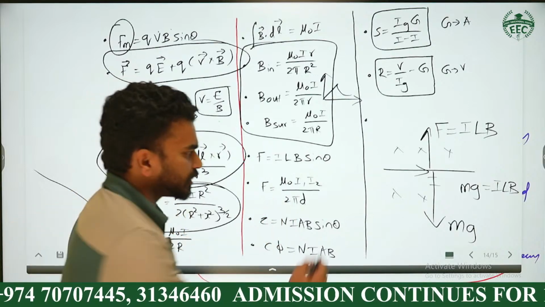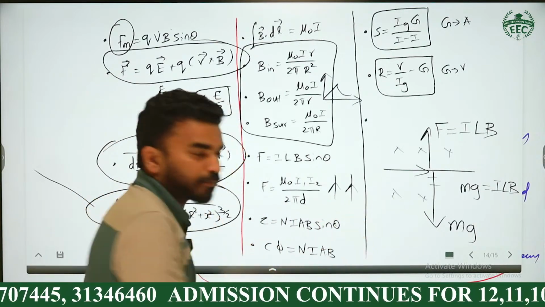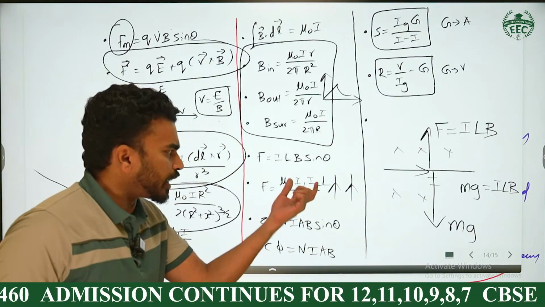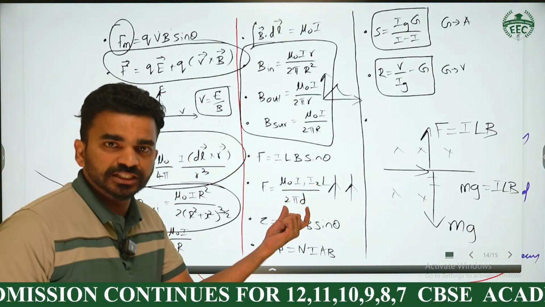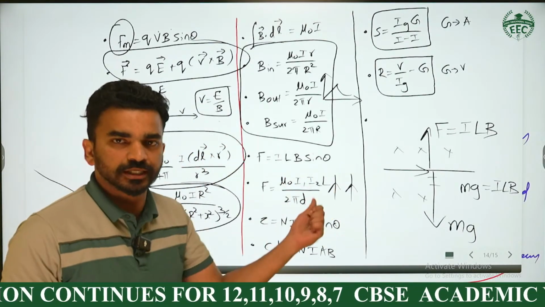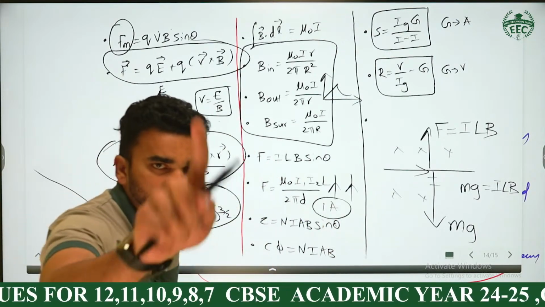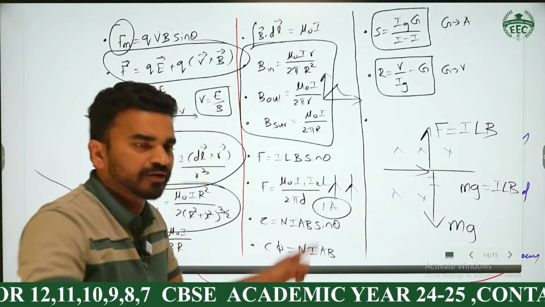Now there are two current carrying conductors. Very important: parallel current carrying conductors. What's the force between them? Mu 0 I1 I2 L divided by 2 pi d. Okay, that's the formula, or force per unit length is equal to this. Here one of the very important definitions is there: the definition of 1 ampere. Very important. One more question: A, B, C. The C part, they will ask this one.